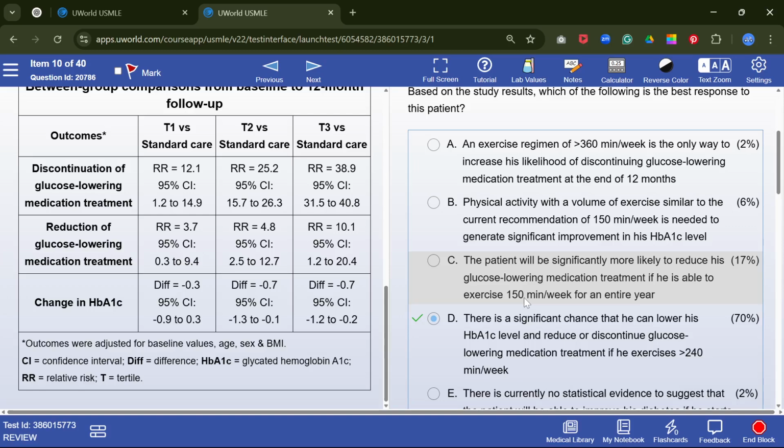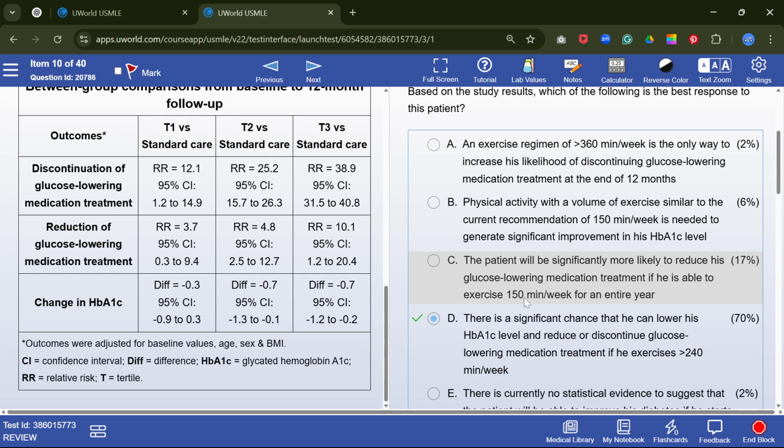Now let's look at T2. It includes negative 0.7. It's included in the confidence interval, and the confidence interval does not include 1, so it's good. So that means B is not right because T2 also works. And now T3, negative 0.7, is it included in the confidence interval? Yes. But look at that confidence interval, does it include 1? No, it doesn't include 1, so it's also good. So all of them will cause a change in A1C, not just T1. So that's why B is wrong.